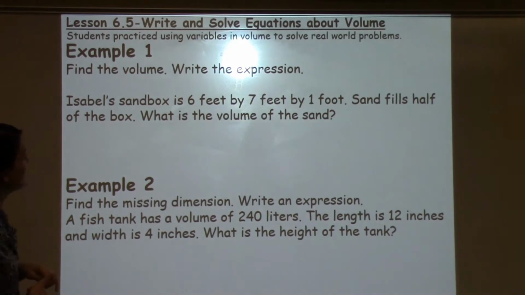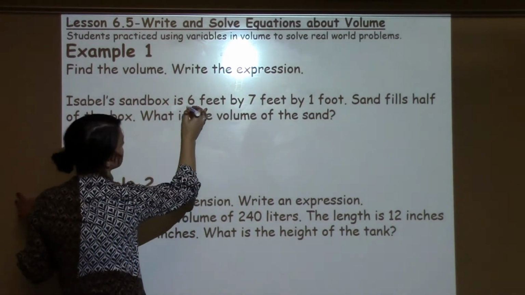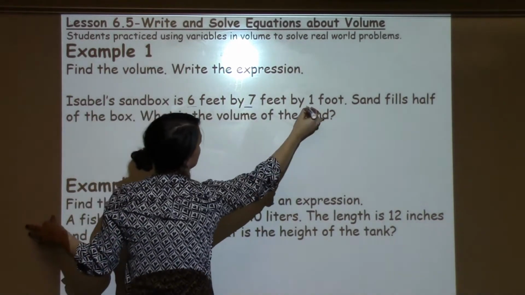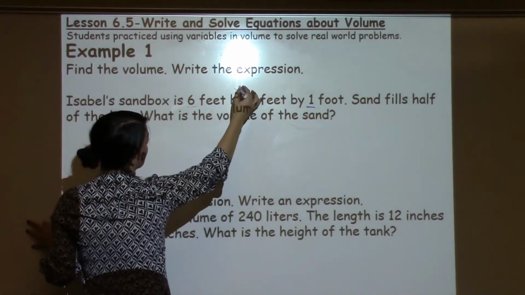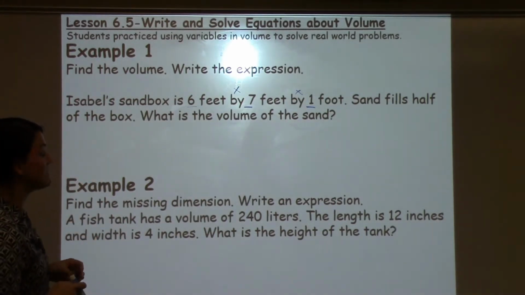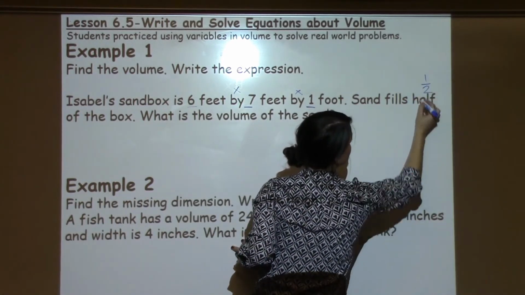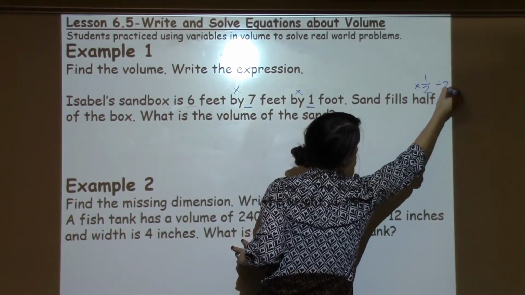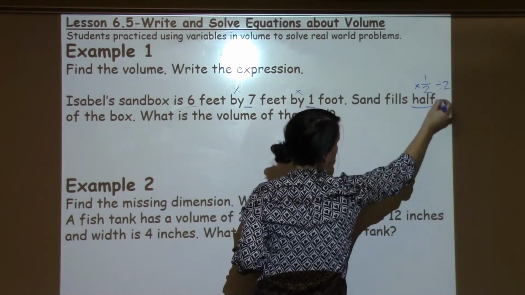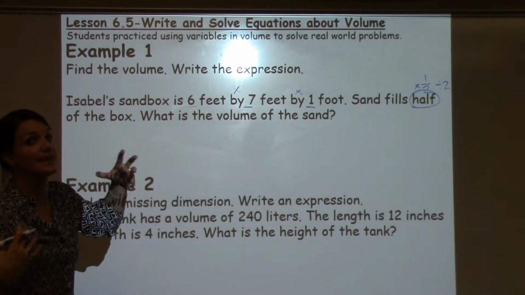It says, find the volume and write the expression. This problem says, Isabel's sandbox is 6 feet by 7 feet by 1 feet. And we remind students that "by" just means times. So that kind of helps you out when you're thinking about it. It says, sand fills half of the box. So when I think about half, I always think times 1/2 or divide by 2. Those are the same thing. But that's very important to remember. So what is the volume of the sand?